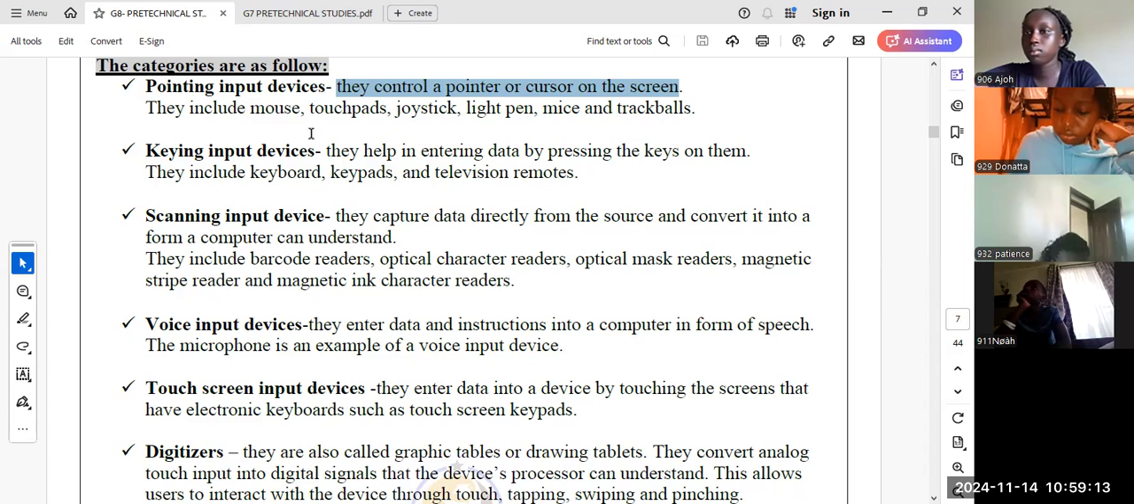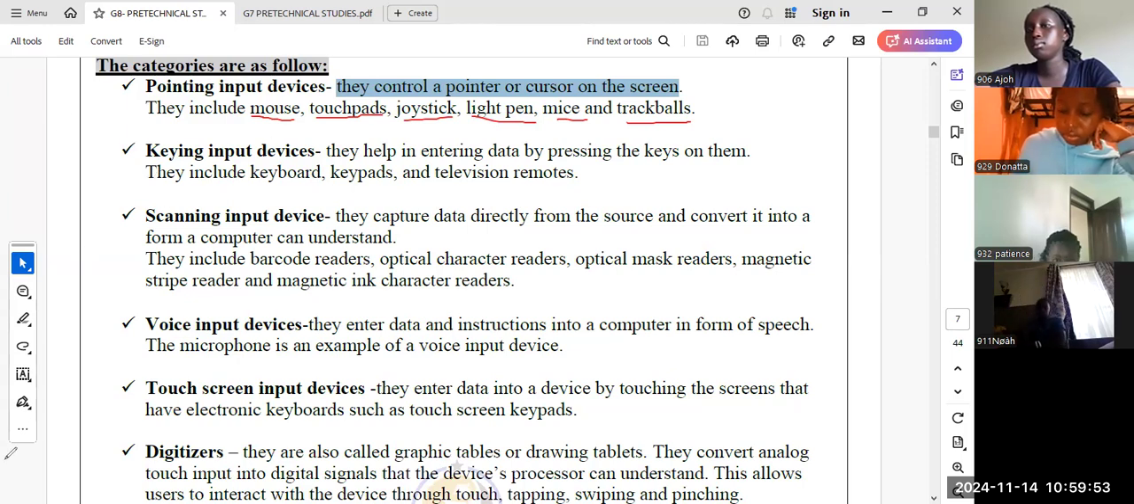So pointing input devices are used to control or point a cursor on the screen. Examples are the mouse, touchpad, joystick, light pen, and trackball. Trackballs are a special type of mouse found on advanced keyboards. They are like a small ball that you have to scroll. It is normally located between the keys of the keyboard on an advanced laptop.